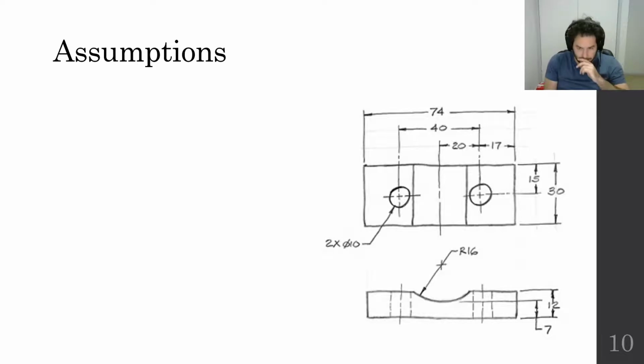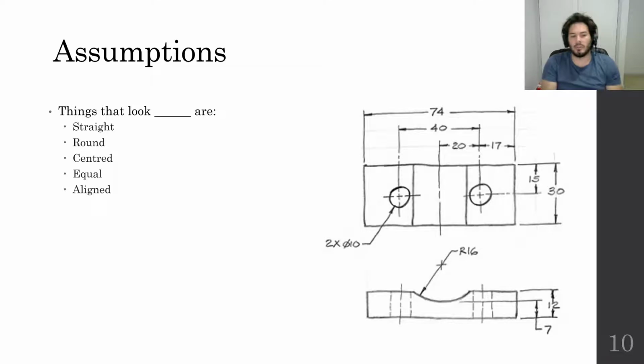So we've drawn our thing up. And there is an extra, I guess, sub-underlying set of assumptions that we haven't spoken about yet that are going to make this whole communication process way easier for you. And they're all kind of based around only giving a limited set of information so that the user then assumes everything else. So basically what I mean is, as a reader of a drawing, it's on you to make the assumption that things that look straight are straight, things that look round are round, or centered, or equal, or aligned. And unless the drawing explicitly states otherwise, then that's what you assume, okay?